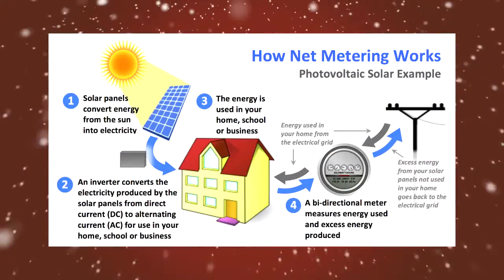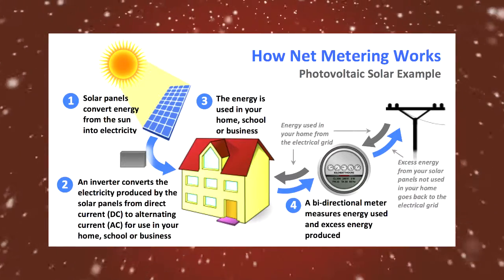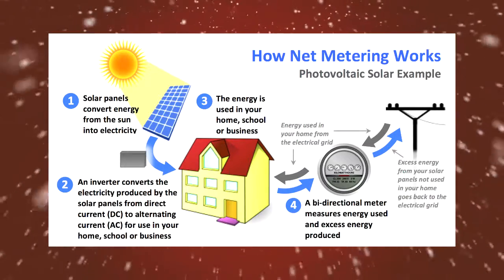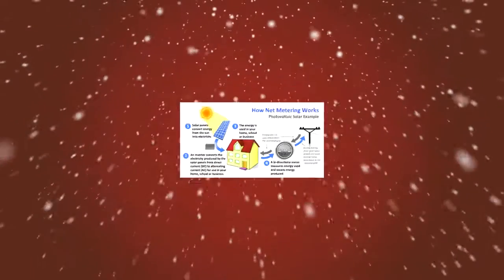Customers are only billed for their net energy use. On average, only 20 to 40% of the solar energy system output ever goes into the grid.